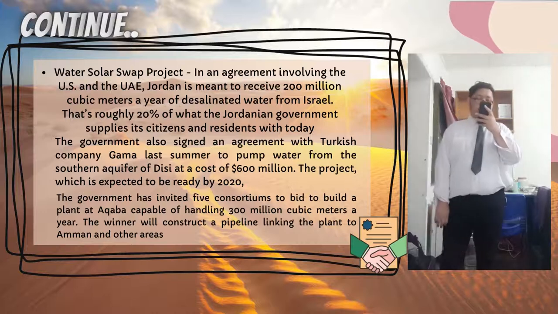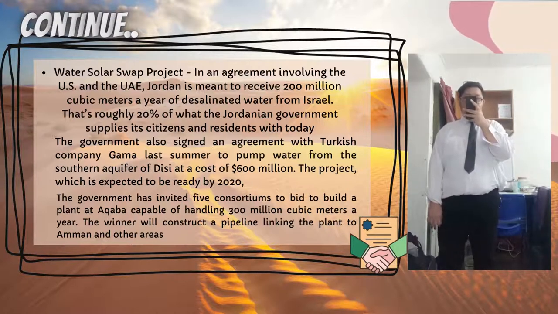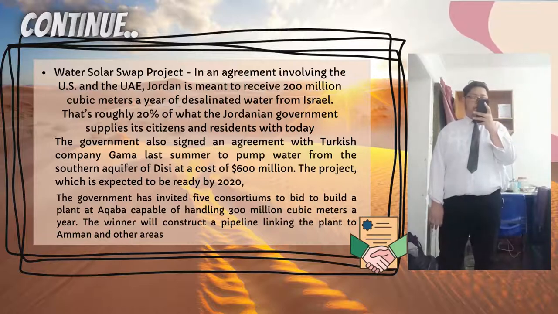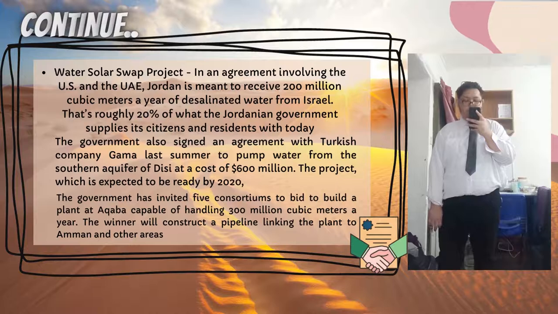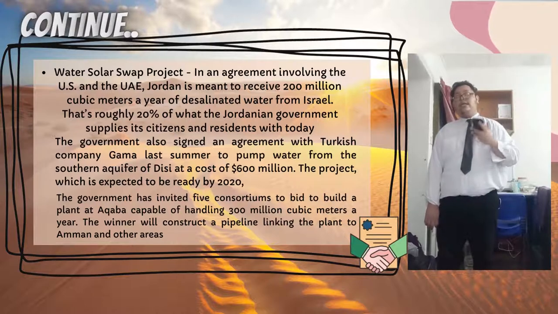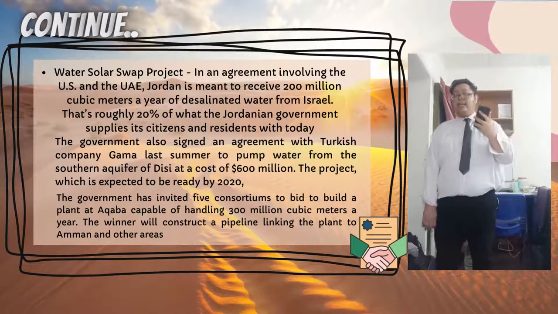And more, the government has invited 5 consortiums to build a plant at Aqaba capable of handling 500 million cubic meters a year. The winner will build a pipeline linking the plant to Amman and the other areas. That means the government has invited 5 consortiums to bid, not to build the plant. Jordan will get 300 million cubic meters a year. The winner of the bid will construct a pipeline linking the plant to Amman and other areas, and handle the project.